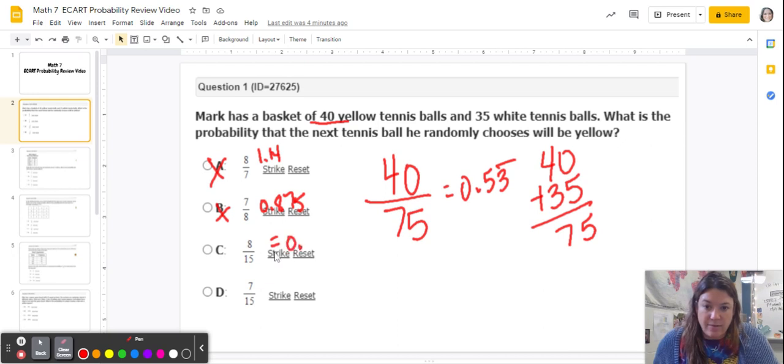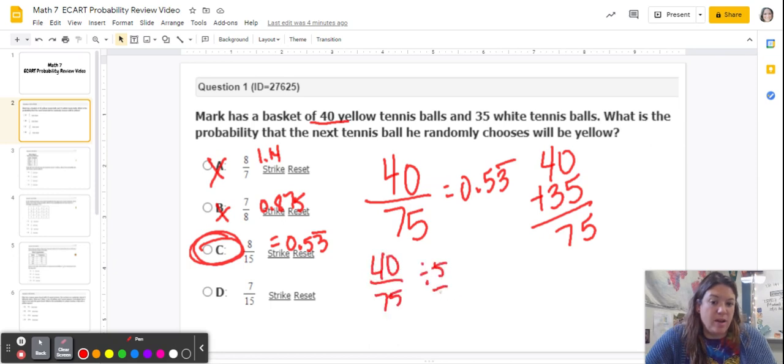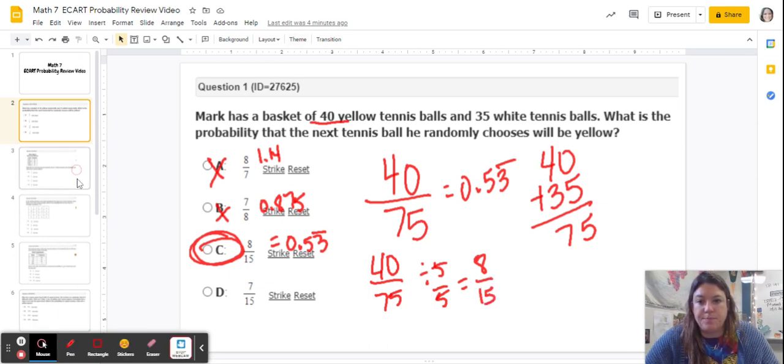So all I did was divide those on my calculator to find the decimal, the fraction that equaled the same as this fraction. You're also just dividing both the top and the bottom by 5. So if you are good at simplifying, then you're just doing divided by 5 over 5, which is 8/15. All right, that was question one. Question two.